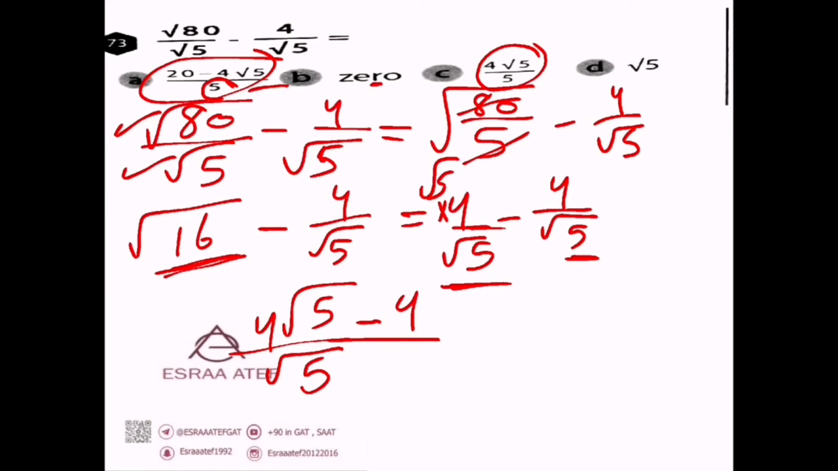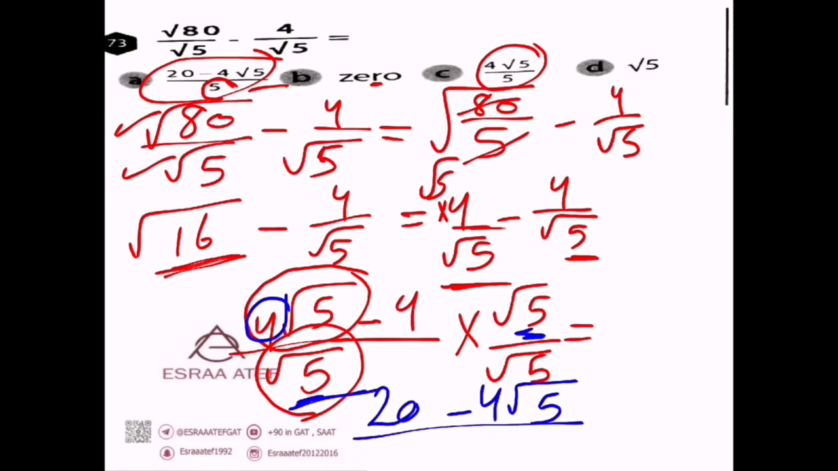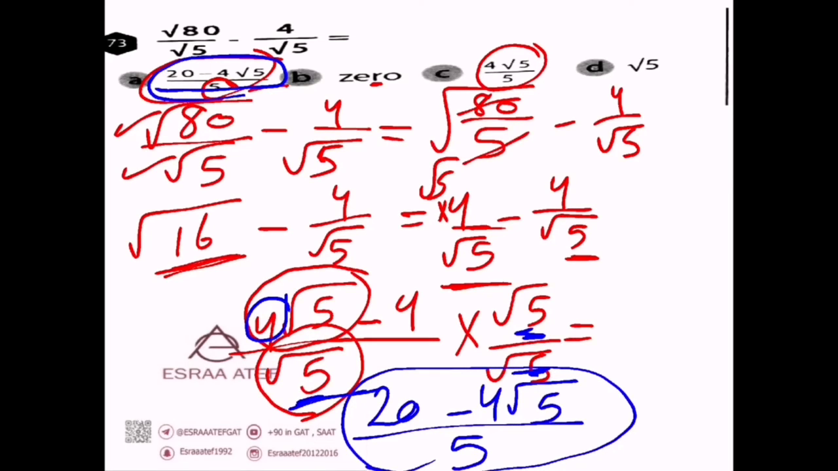Now how do we convert this one to be 5? We will times in the up by square root of 5 and in the down by square root of 5. So 4 square root of 5 times the square root of 5: square root of 5 times square root of 5 will be 5. 5 times 4 will be 20, minus 4 times square root of 5, it will be 4 square root of 5, and in the down, square root of 5 times square root of 5 will be 5. So the answer will be 20 minus 4 square root of 5.